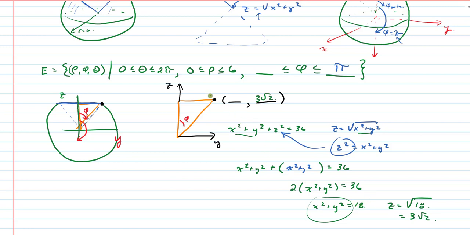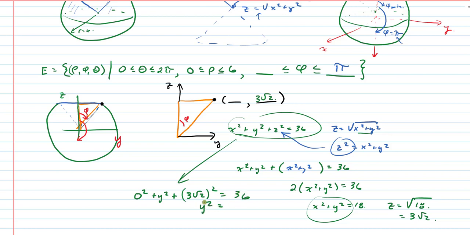Well, it doesn't matter, let's take this cone here. If we are in the yz plane, then that is where x is 0, and we just said that z was 3 square root of 2, and so we can now solve for y squared. And if I do so, that comes out to be 18, so I get that y is also 3 square root of 2.